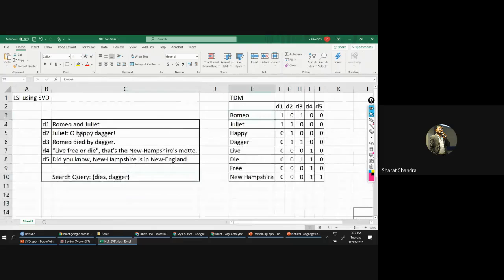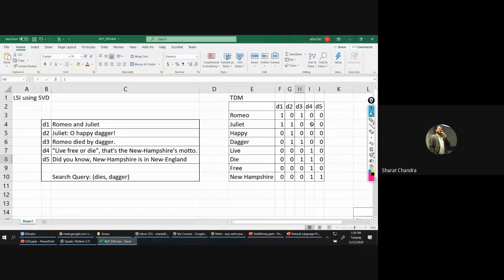So Romeo, yes, it is there. Juliet, it is there. Right? Romeo and Juliet, both these words are there in the first document, D1. The rest of the words are not there, so I'll put zeros there. Then in document 2, I have Juliet. I don't have Romeo. I have Juliet, I have happy, I have dagger. Then D3, Romeo is there, died is there, dagger is there.